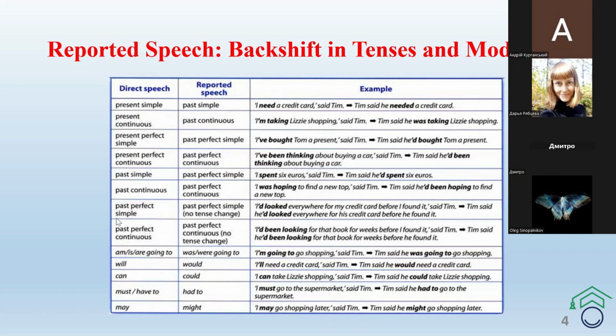Thank you, Dasha. Past perfect continuous shifts to past perfect continuous, no tense change. I'd been looking for the book for weeks before I found it, said Tim. Tim said he'd been looking for that book for weeks before he found it. You're right. The next one, please.